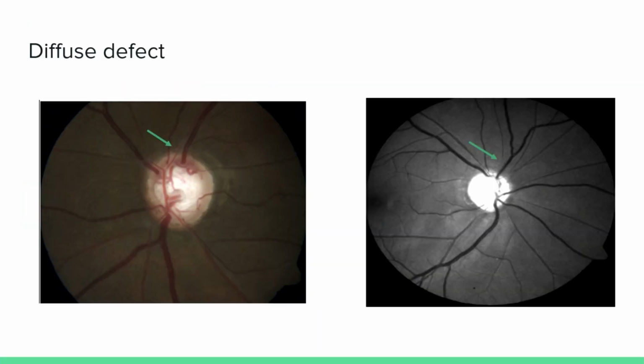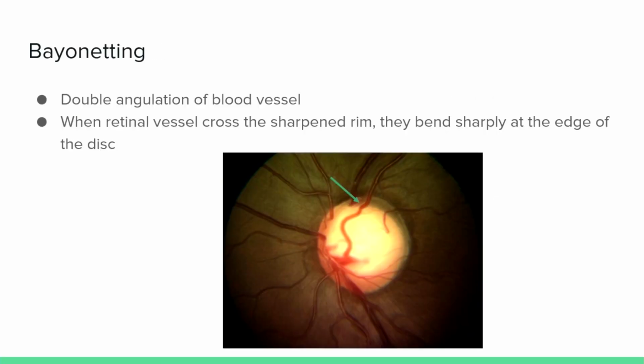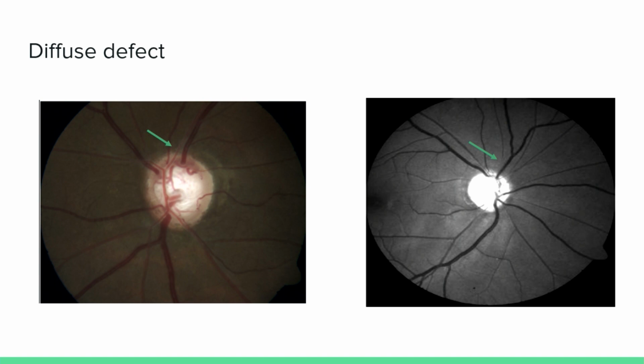Now, moving on to diffuse defects. It is better visualized in the red-free filter, where you can see in the whole area there's loss of light and dark striation. It looks homogeneously dark. Although diffuse defects are common, they're not very easily made out because it's difficult to see the contrast. And with aging and a lightly pigmented fundus, it's difficult to make out RNFL defects.